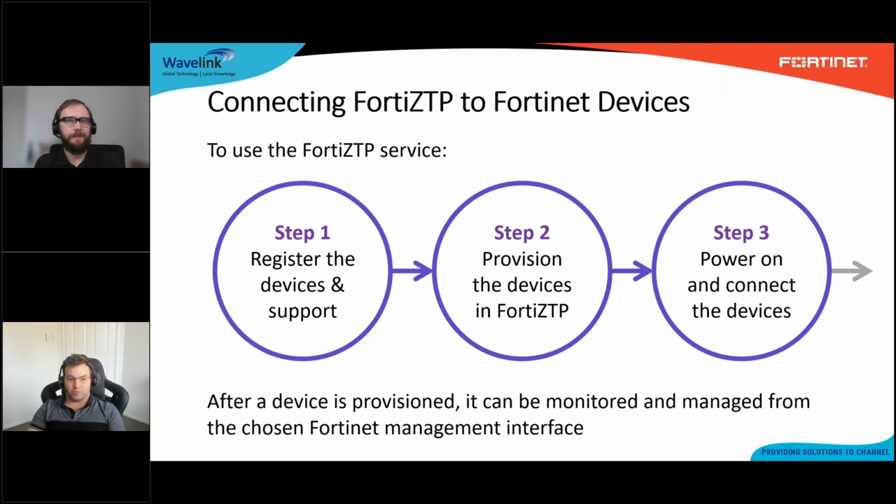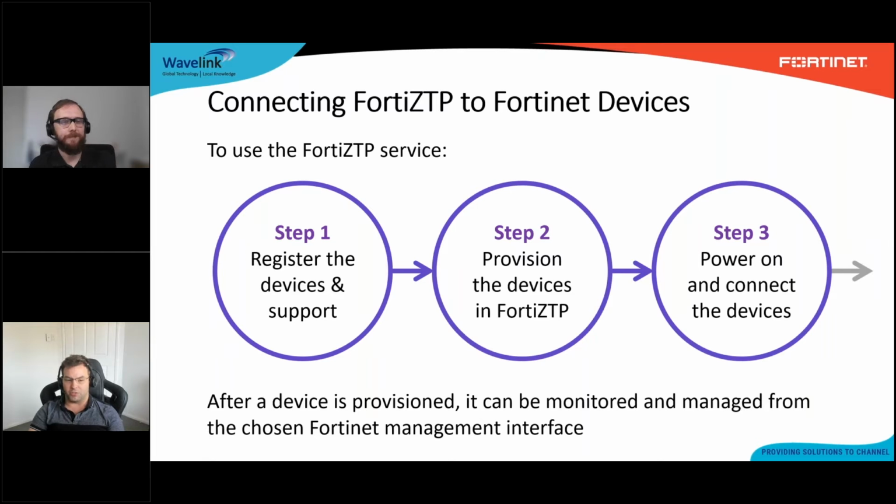So connecting FortiZTP to Fortinet devices, there is a workflow that we must follow, and it will just work out of the box for you. So step one, you've got to register the devices. If the devices aren't registered in FortiCloud, they're not going to show up. We then need to provision the devices in ZTP. So we just go to the ZTP website and we can then select where we want to provision them to. And then you can power on and connect the devices.